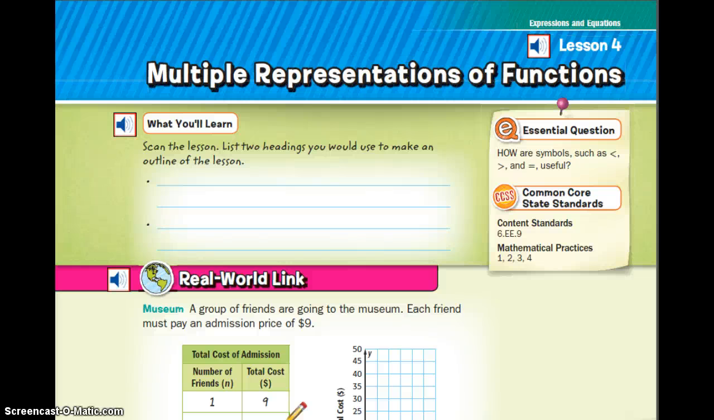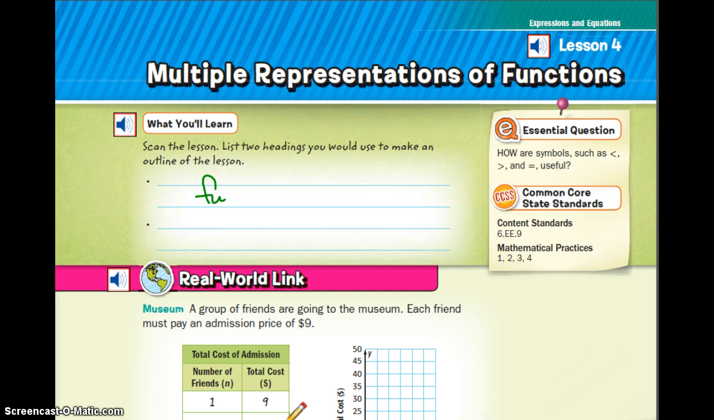We're on Chapter 8, Lesson 4, Multiple Representations of Functions. Please turn with me to page 603. So, again, multiple representations of functions. What are we going to learn? We're going to learn how to graph and use tables. So we're learning the same thing.